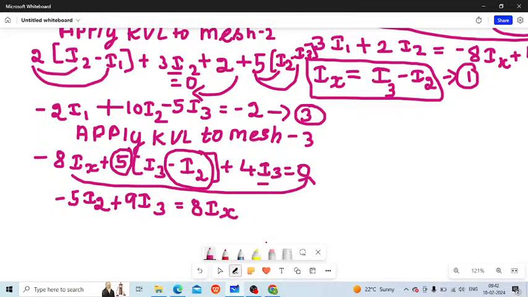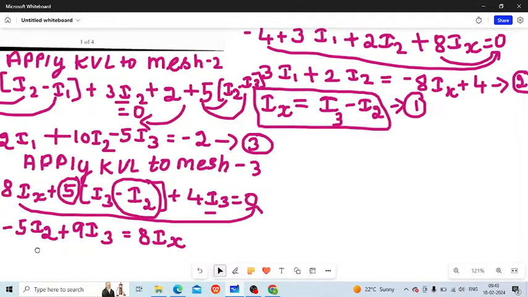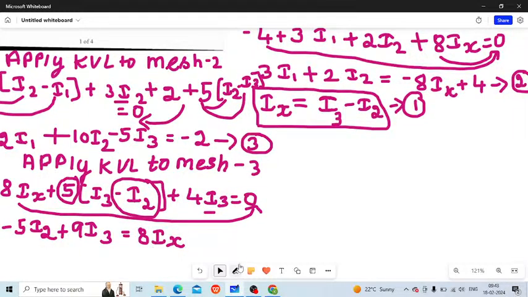Plus 8ix, right? So now, as you can see, there are two equations over here. One is 3i1 plus 2i2 is equal to minus 8ix plus 4, and here it is minus 5i2 plus 9i3, which is equal to 8ix.